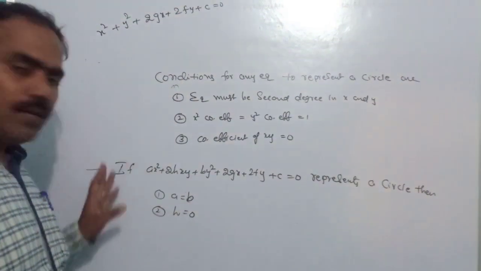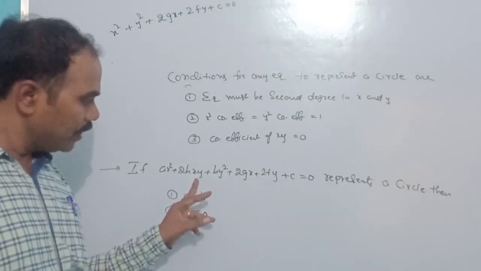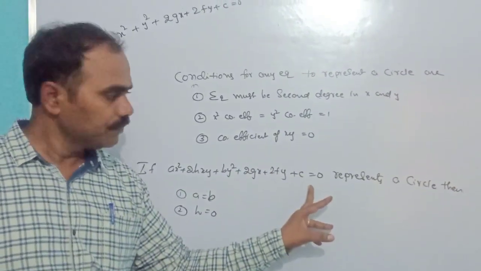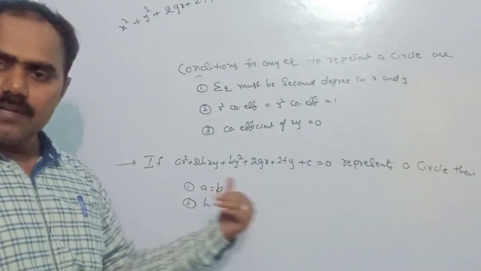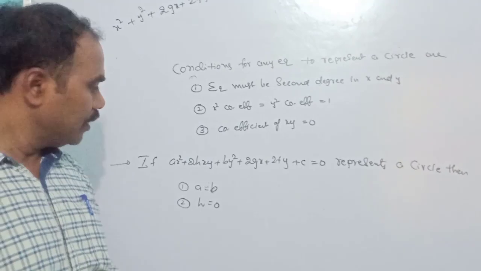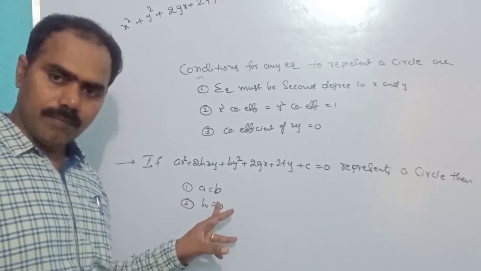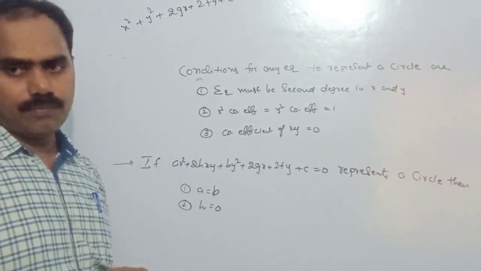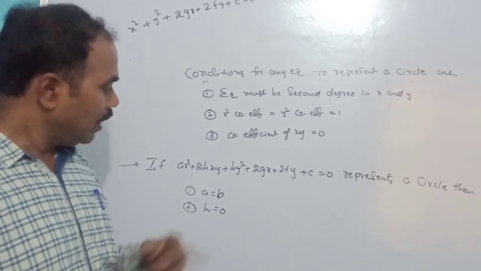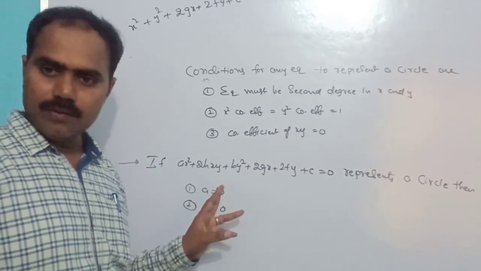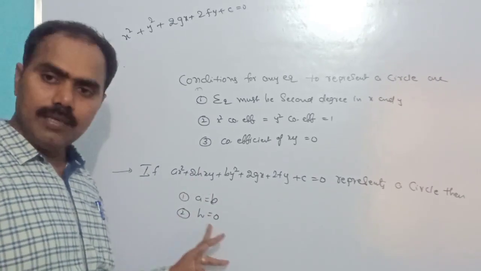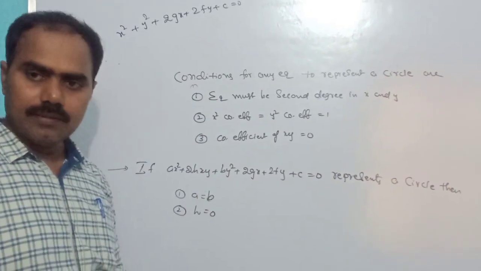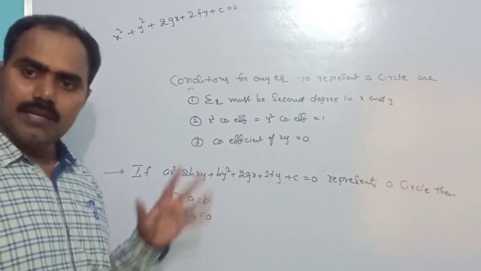For example, if ax square plus 2hxy plus by square plus 2gx plus 2fy plus c equals to 0 represents a circle, then a must be equal to b. The x square coefficient and y square coefficient must be equal. That is the first condition. And the xy coefficient should not be present in the equation, that means the h value must be 0. So these are the conditions for any equation to represent a circle.